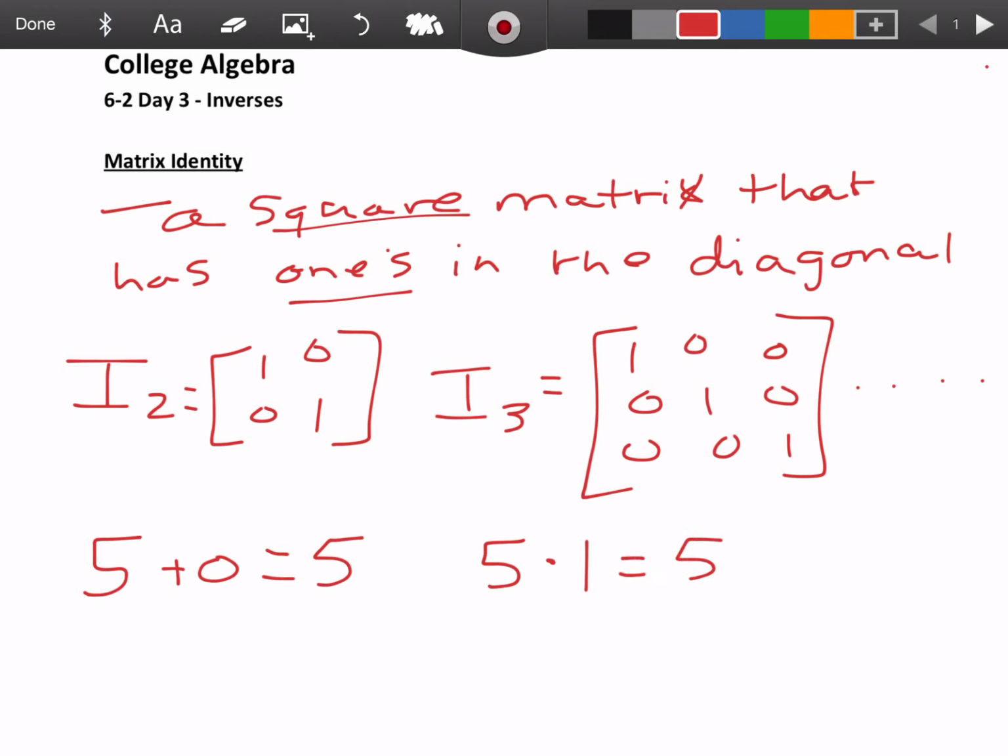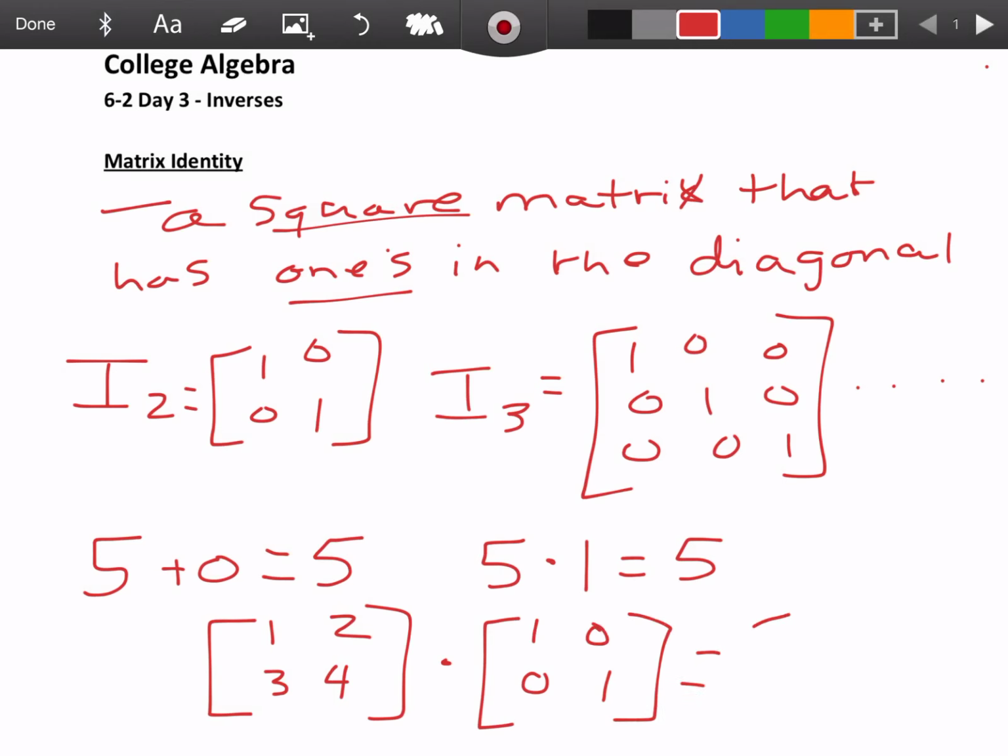So now, if I had a matrix like 1, 2, 3, 4, what would I have to multiply that by to get that same thing again? It turns out you multiply it by the identity matrix like this to get that same thing again. Just like that. So that's what an identity matrix is. Now, we use it in many different circumstances. Today we're talking about inverses, and really all we're going to be doing is taking two matrices and finding out if they are inverses of each other.